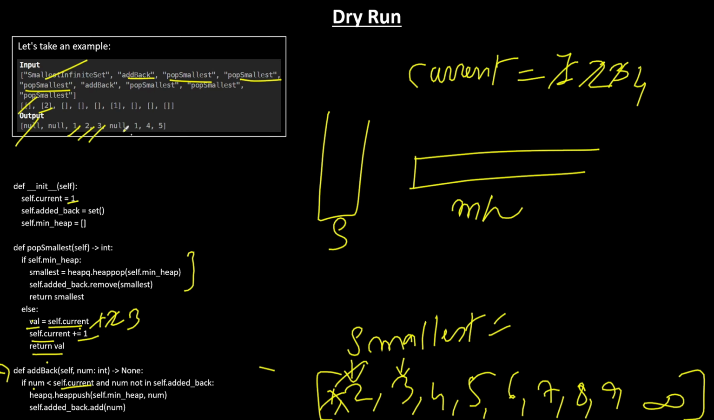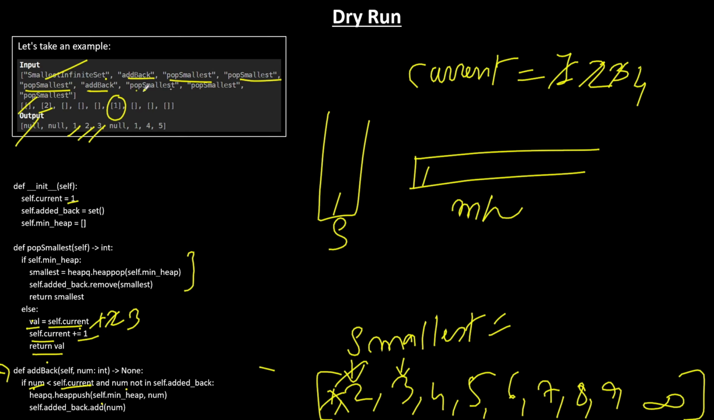Now you come back. Now you have add back. In add back, you have 1. So you come here and check 1. Is it smaller than the current sum? What is the current sum? It is 4, right? And is it not present in the set? Yes, it is not present in the set. So you push it into the min heap and also into the set. Great, and you move ahead. You don't increment the current anymore because it's not required until and unless you pop it.